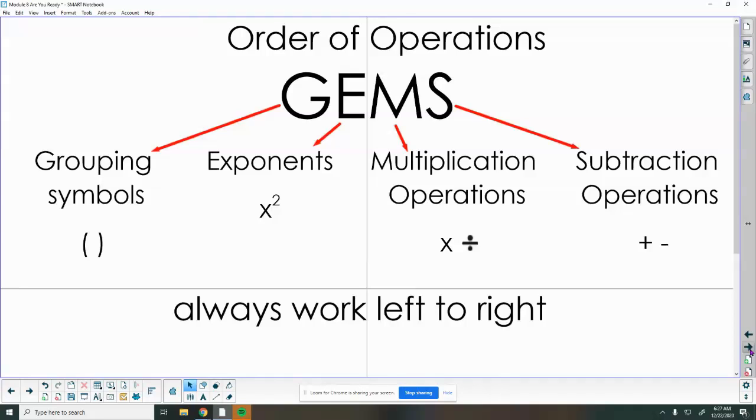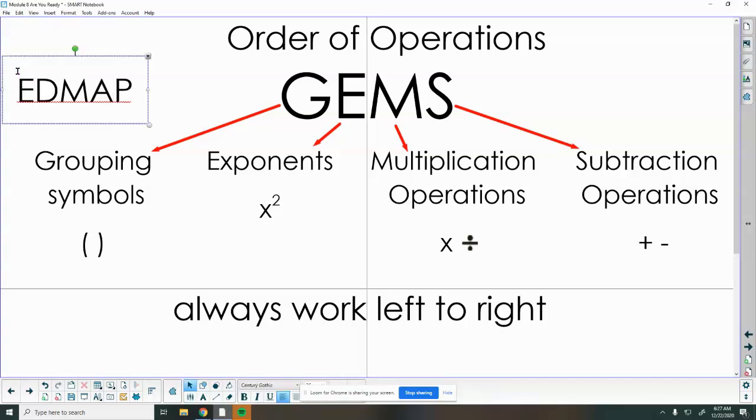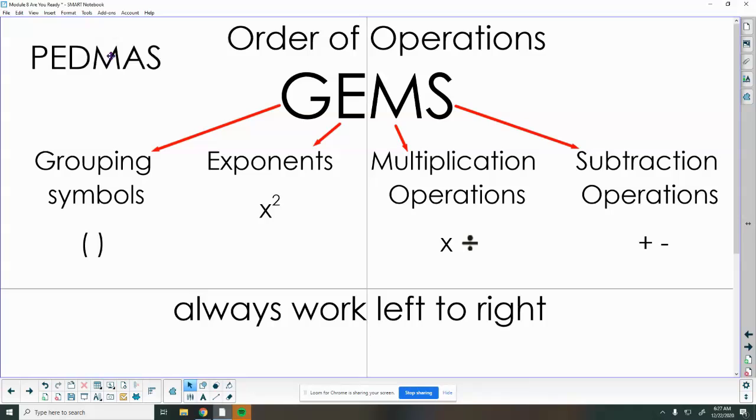So another thing I'd like to review is the order of operations. You might have also heard the acronym PEMDAS. You also might have heard it called PEDMAS: parentheses, exponents, divide, multiply, add, subtract. I like to shorten that down to GEMS.